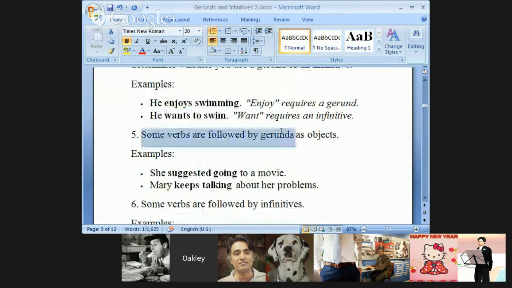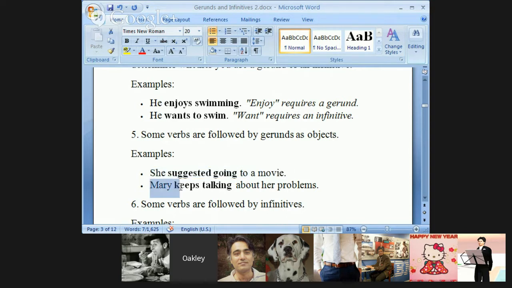Okay, some verbs are followed by gerunds as objects. For example, she suggested going to a movie. Heidi, can I say she suggested to go to a movie? No. It doesn't really work. Right.